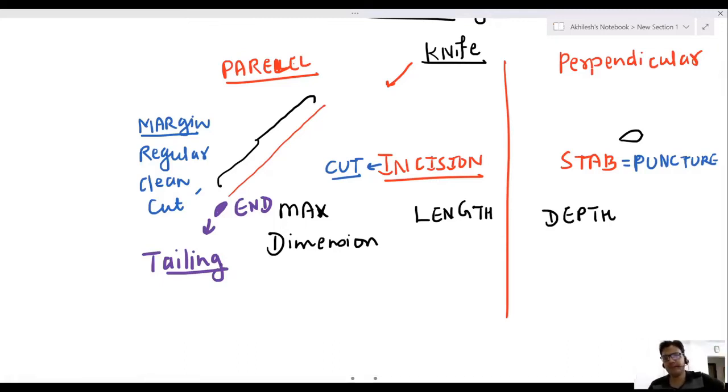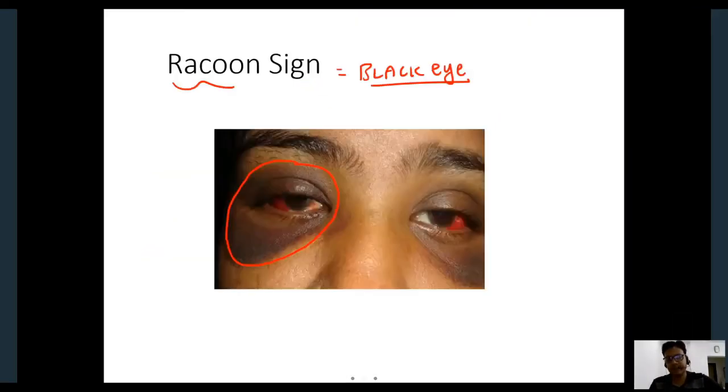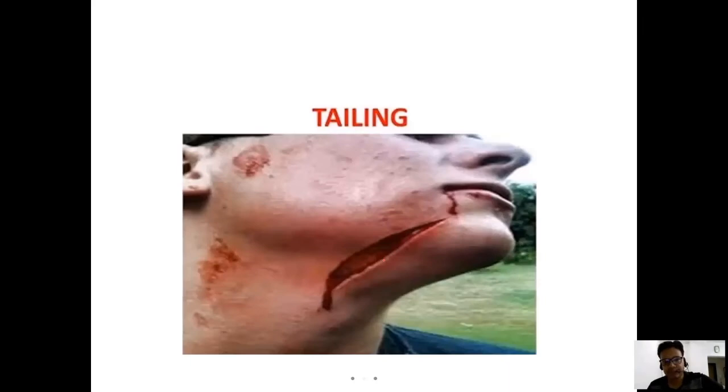Now I will show you the picture of incision. It is caused by a sharp edge weapon. This is incision. See, this phenomenon of tailing is at the end point of incision. The starting point is clean, but at the end point, there is a tailing phenomenon seen.